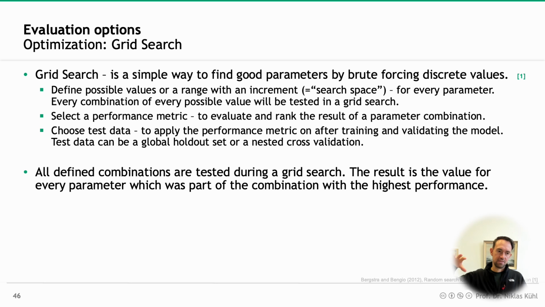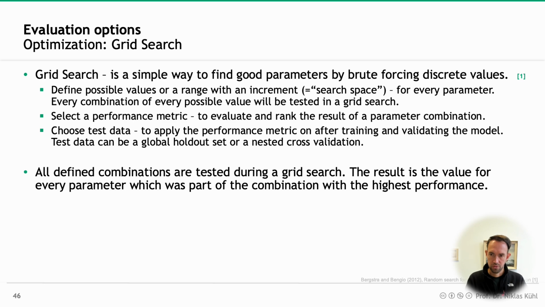And now all of these defined combinations are tested during the grid search, so different C's, different epsilons, and then the result is the value for every parameter which was part of the combination with the highest performance. So you might end up with, okay, it equals this amount of neurons and this amount of layers, things like that. Worked really well. Very computationally intensive, of course, depending on the search space that you define.